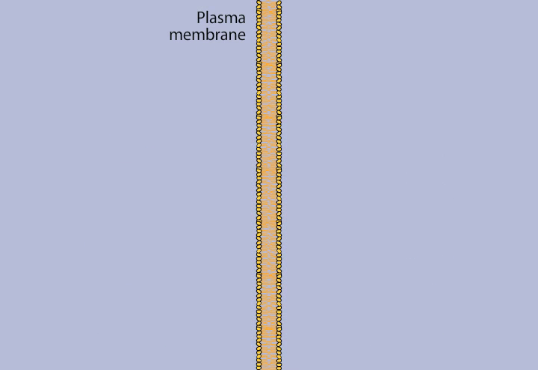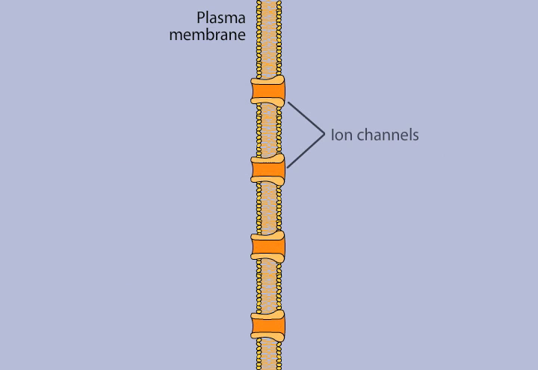The only way ions can diffuse across a lipid bilayer is by passing through specialized channels. These channels are transmembrane pores that permit the movement of particular ions while excluding others. Channels can be in an open or closed state.